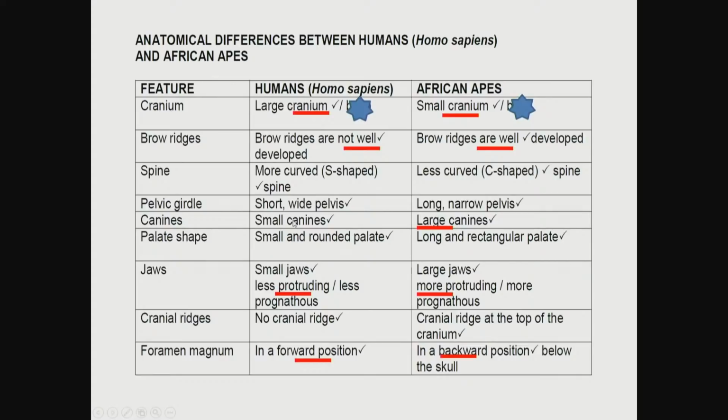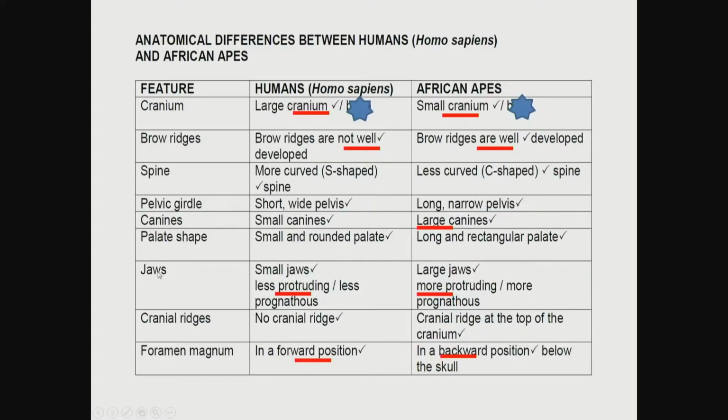Then the canines, we have small canines and large canines, not short and long. It's small canines and large canines, and we spell canines like that, not a K and a 9. It's the word canines. So be attentive on that one, please. The palate shape is round and rectangular. I think that one is straight.